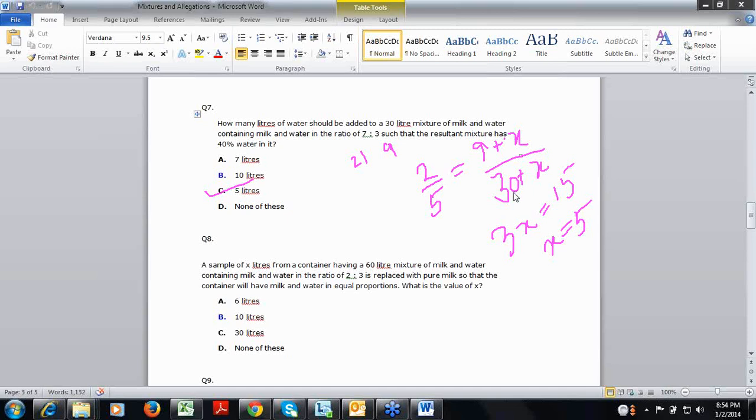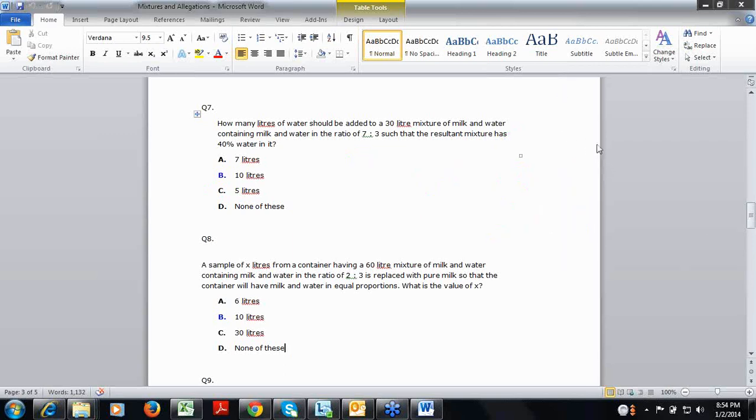Ashish, Shashank, Veenal, everybody is getting it right. Deepika. Okay, moving ahead to next question.